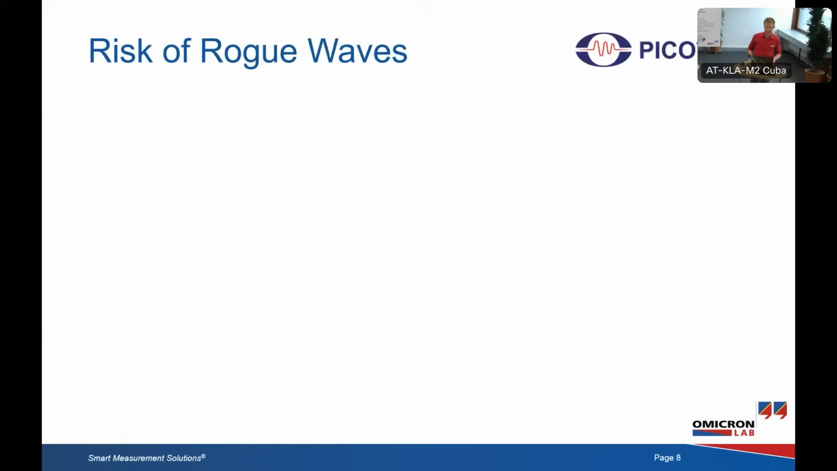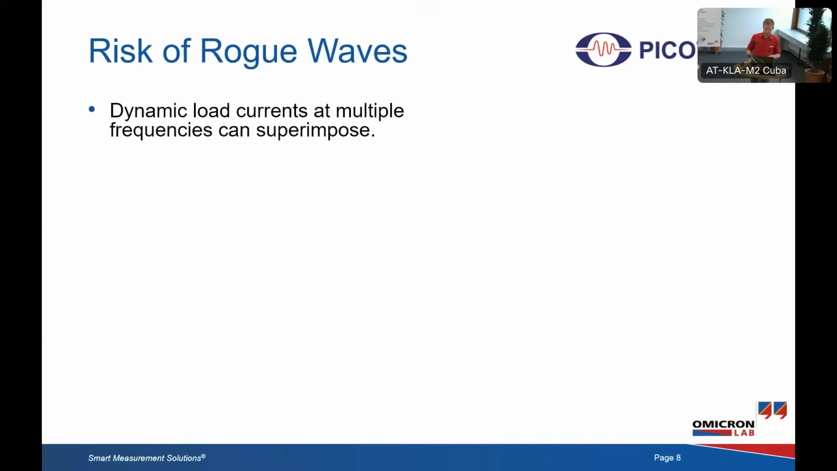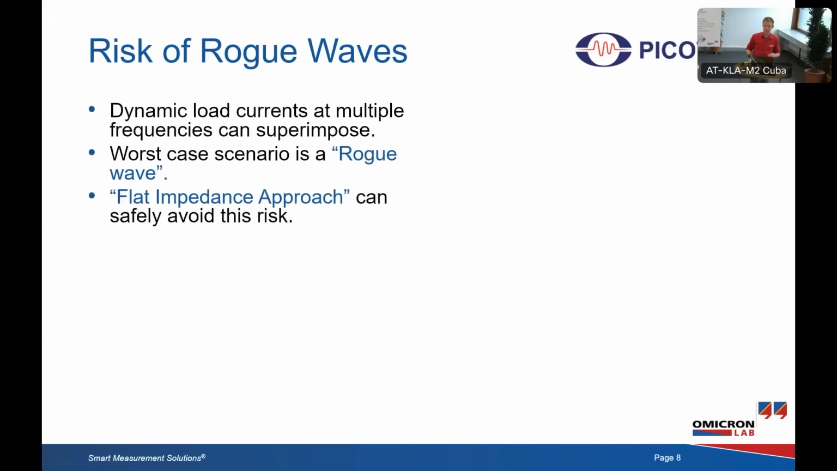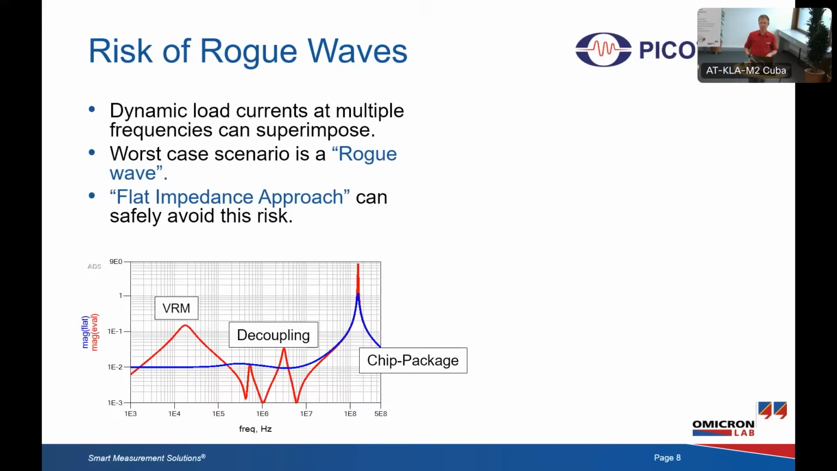And in worst case, these frequencies can even stack. If you have dynamic load currents with multiple frequencies at the same time, or not even, it does not need to be at the same time, if they have the right order, then they can superimpose. And the worst case scenario means that 2 frequencies stack on top of each other and that you get a rogue wave. And there is the so-called flat impedance approach. That means avoiding all the resonant peaks, or avoiding the resonance peaks that you can avoid. And that would mean that you avoid this possibility of stacking frequencies.